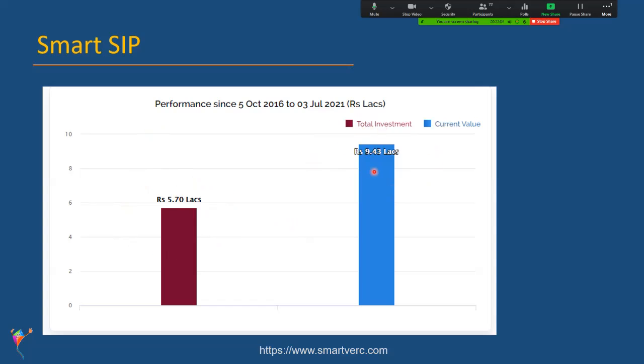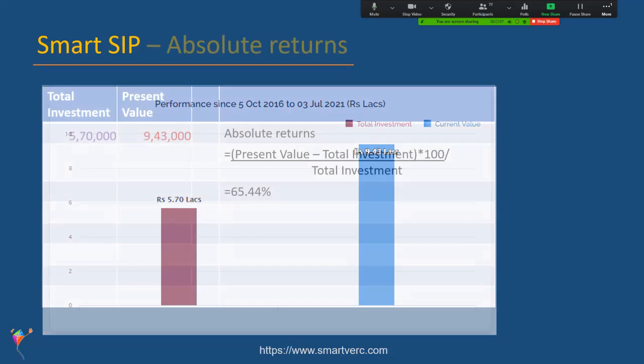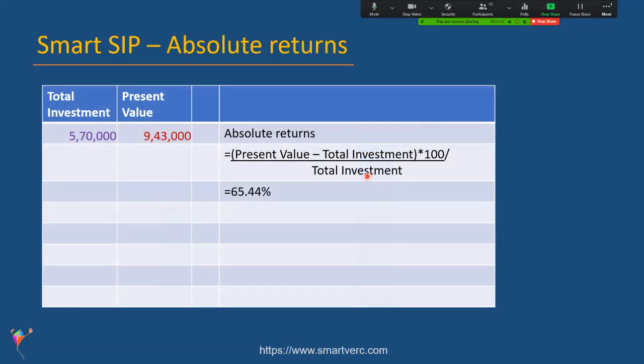Now there are different ways to calculate the returns. Let's consider one by one. Our total investment is 5.7 lakhs. Present value is 9.43 lakhs. If I want to calculate the absolute returns, then it is very simple: present value minus total investment, into 100, divided by total investment. It is 65.44%. Now 65.44% for little less than 5 years. So if I say average, then it is about 12.5% or 13%.